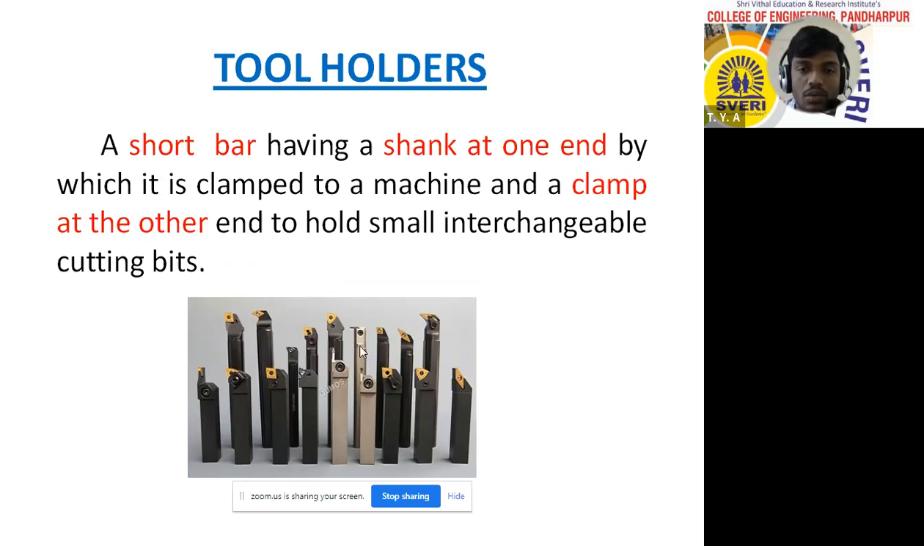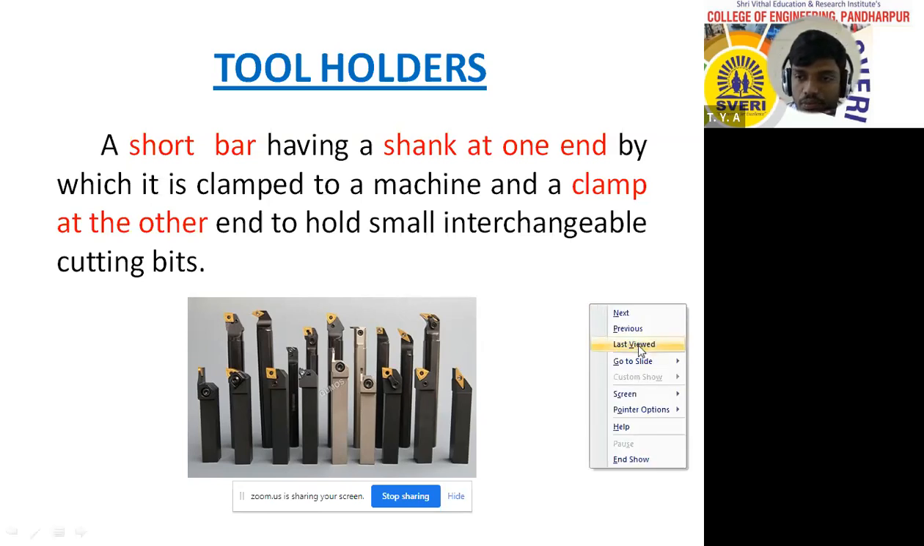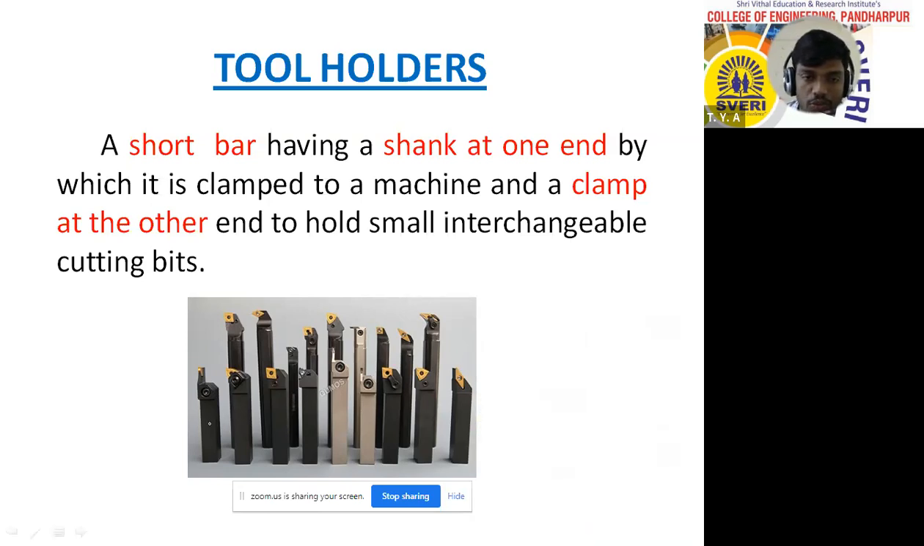A short bar having a shank at one end. Shank means the bar-type part below the tool, which we call the shank, which is clamped to the machine and clamped at the other end to hold small interchangeable cutting bits. If you look at this image, suppose you take this first tool. This part up to here is called the shank, and this is the second end, which holds your interchangeable tools.